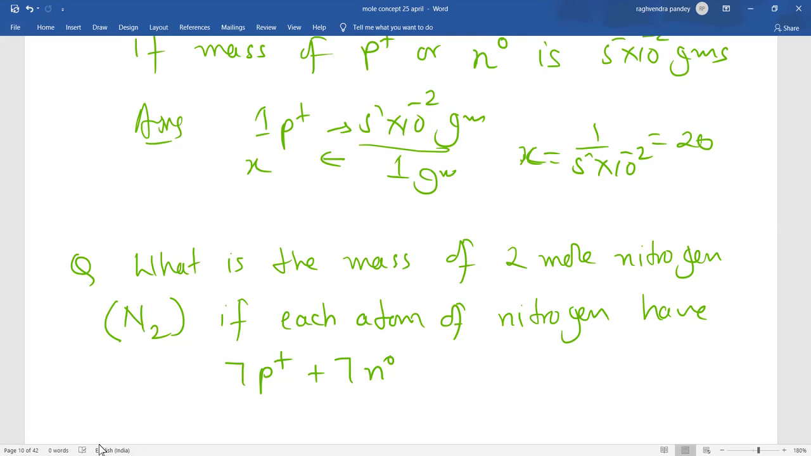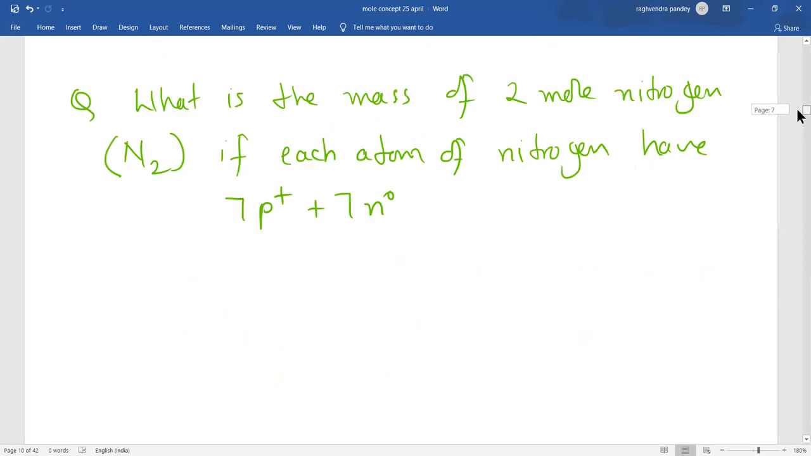Now, I am solving for all of you. 7 protons and 7 neutrons you have to see. That is your total 14. So each nitrogen atom, that is one atom, contains 14, and the mass will be 14 into 1.67 into 10 to the power minus 24 grams.